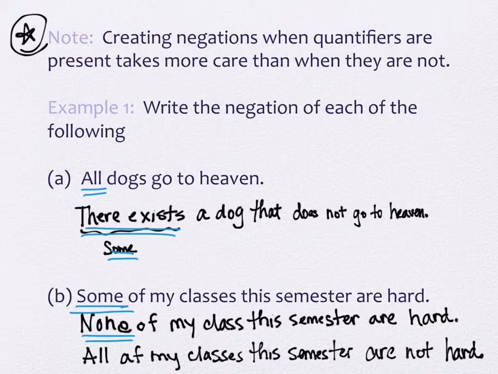Go back to my dogs going to heaven one. It cannot be both true that all dogs go to heaven and that Butch doesn't, if Butch is a dog. We can't have that happening, right? It's got to be one or the other. But if I say some of my classes this semester are hard, some of my classes this semester are not hard, you're like, okay, both of those statements can be equally true, right? They certainly could. In fact, they probably are for most people, most of the time.